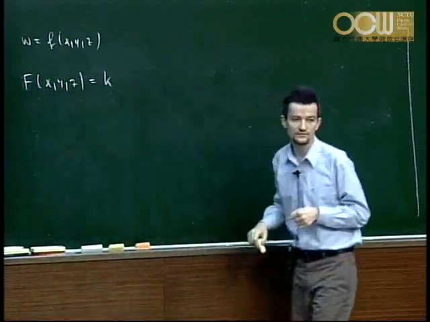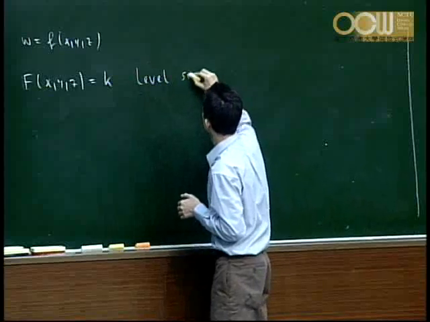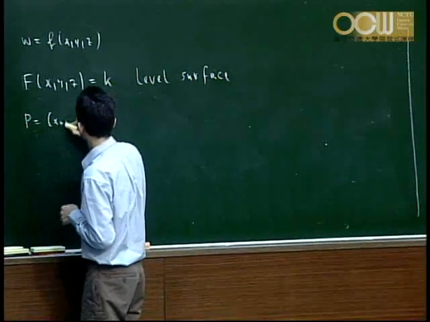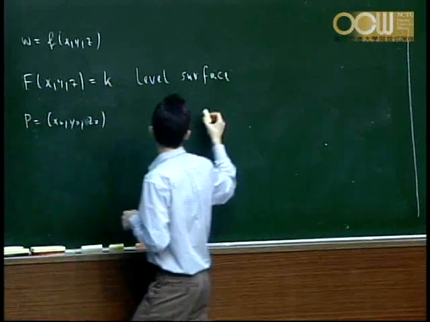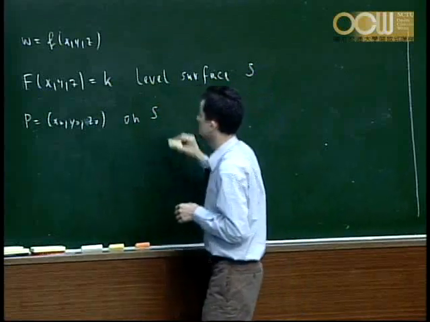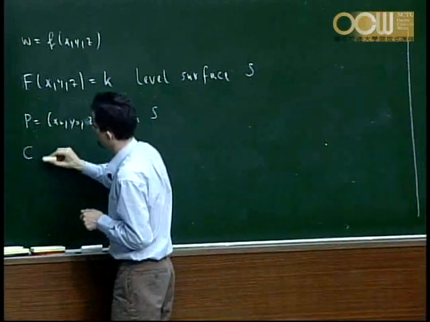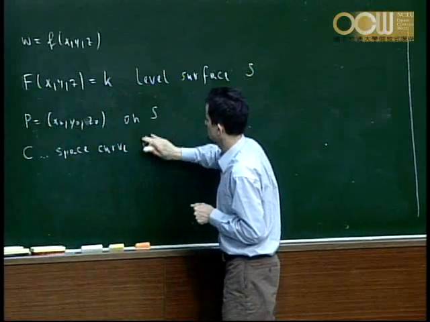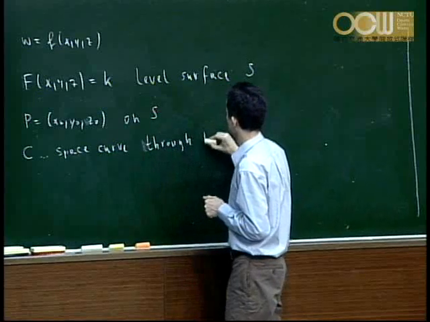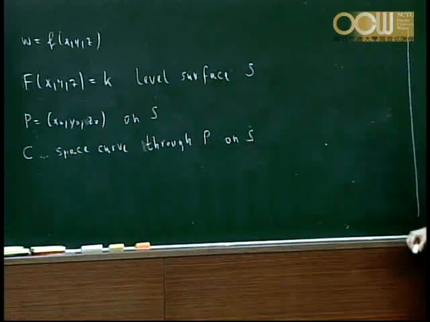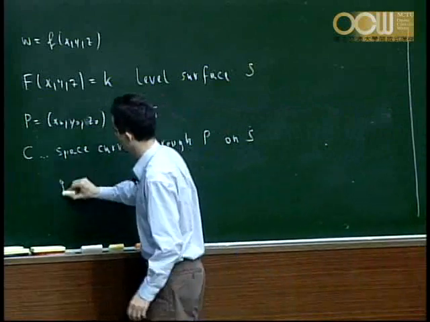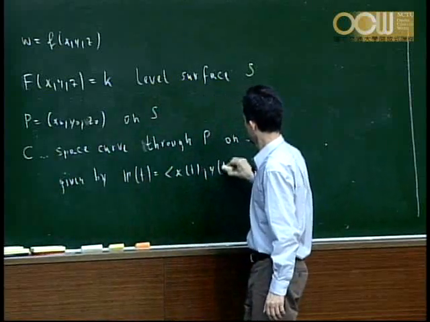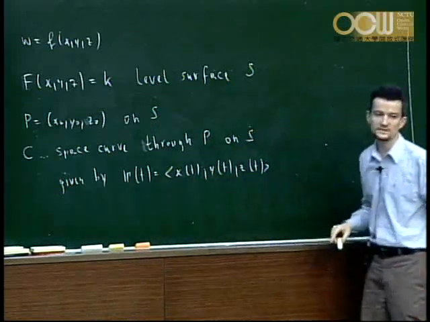where k is a constant. So you have given this level surface. Now you choose a point P on the level surface S. And you choose a curve, a space curve C, passing through P on S. And C must be smooth, given by the vector function r(t), and we assume that this vector function must be differentiable.